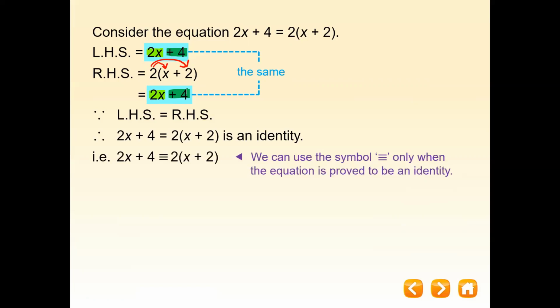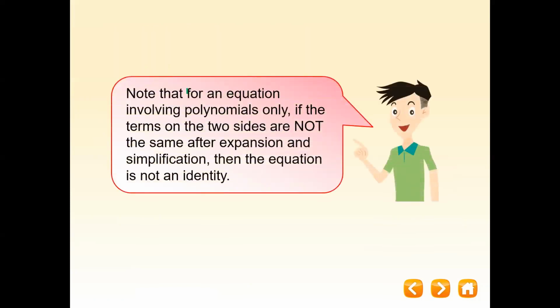Note that we can use the symbol is identical to or identity only when the equation is proved to be an identity. Note that for an equation involving polynomials only, if the terms on the two sides are not the same after expansion and simplification, then the equation is not an identity.